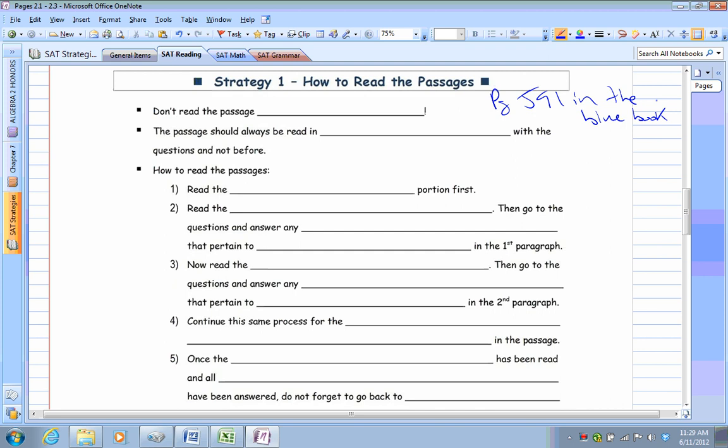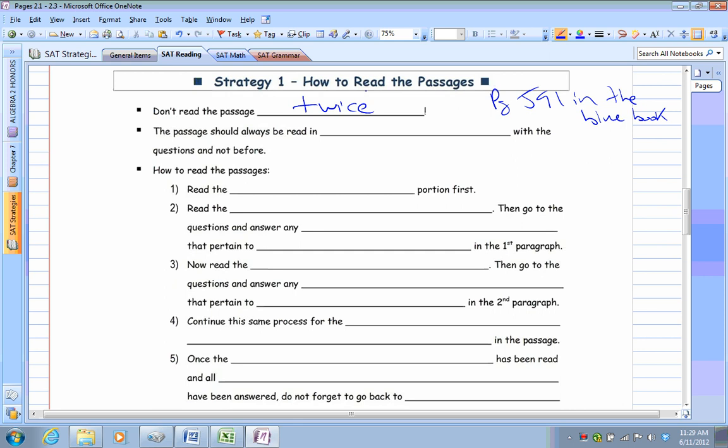The first thing that I advise you to not do is don't read the passage twice. I don't want you to read the passage twice. And here's the reason why. What some people do, and I actually was guilty of doing this when I was in high school, is that I would read the whole thing, then go to the questions, and wind up rereading it.